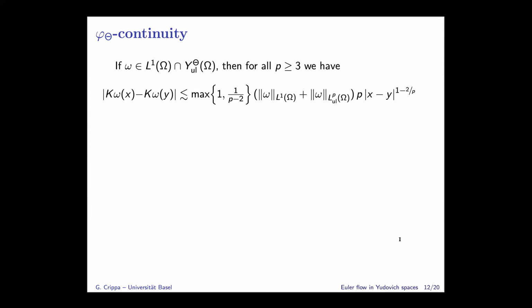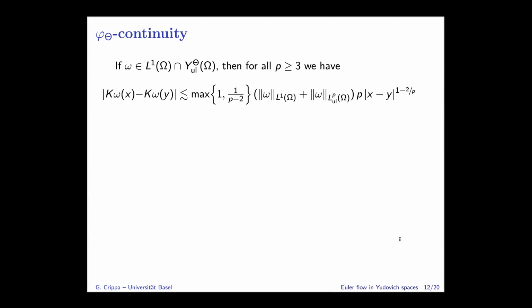So I was telling you there is this modulus of continuity if the vorticity is in Y theta UL, so in the uniformly localized Yudovich space with growth function theta. Okay, so theta is a function depending on P, which tells you how the LP norm of the vorticity grows. So the LP norm of the vorticity is theta of P. So it tells how the vorticity grows when P goes to infinity. And this UL stands for: I just consider LP norms on balls of radius 1, but uniformly with respect to the translation.